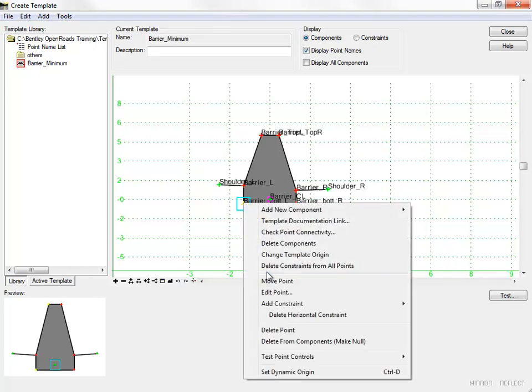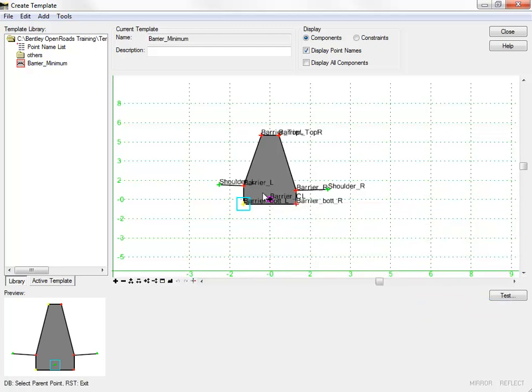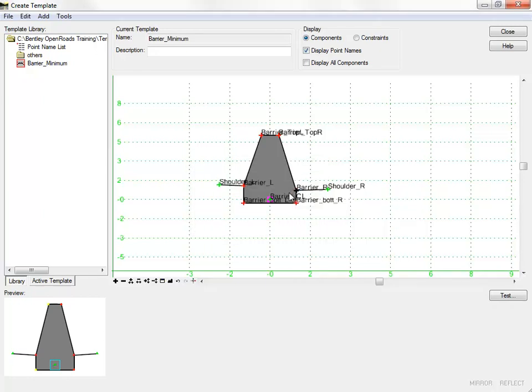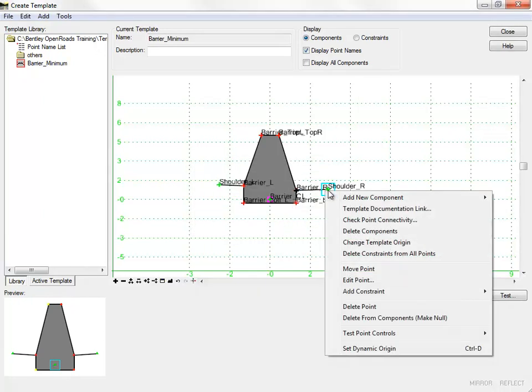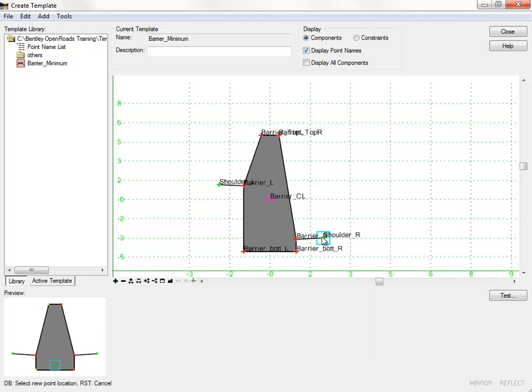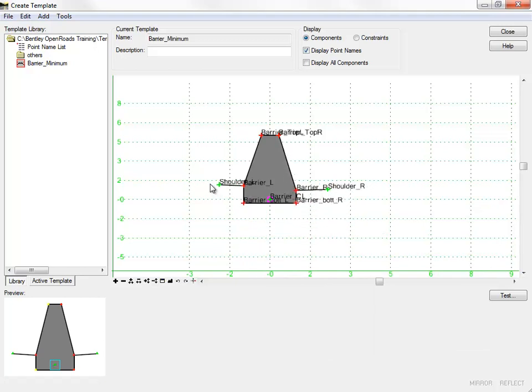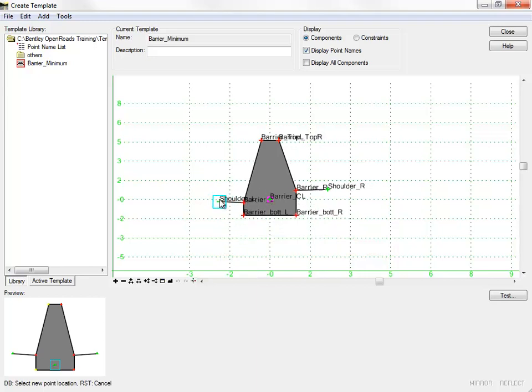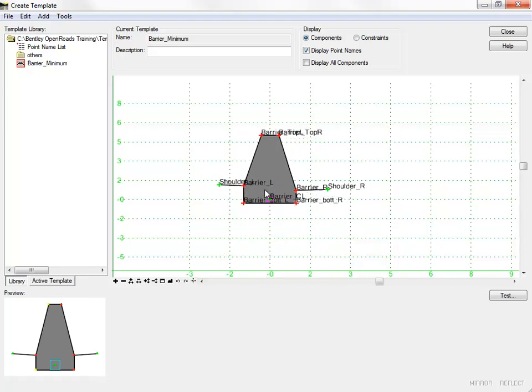So I'm going to right click and say add constraint vertical minimum. It's going to ask me which points. I'll say barrier left, barrier right, and I'll say 1 foot, minus 1 foot below. Okay, now when I test it, move. All right, so it appears to be maintaining the 1 foot below the lowest points. So we're good. File, save.